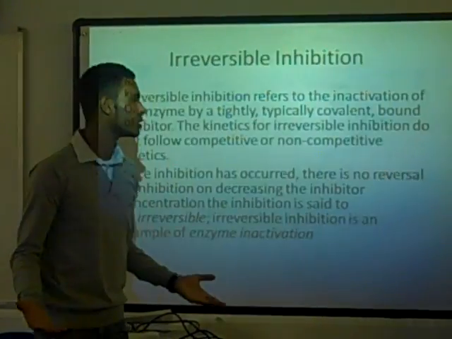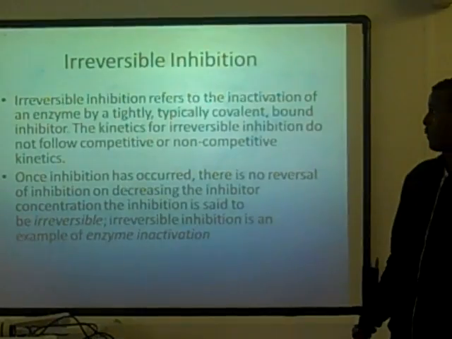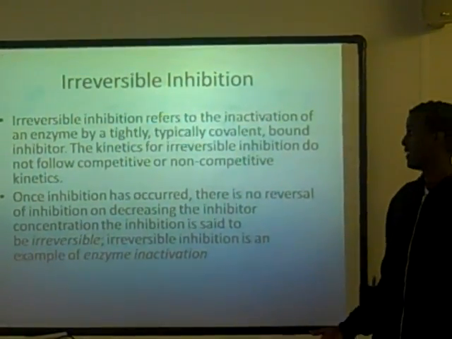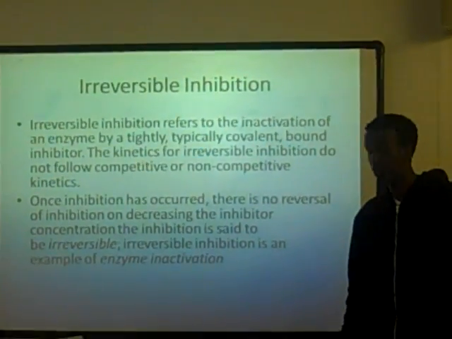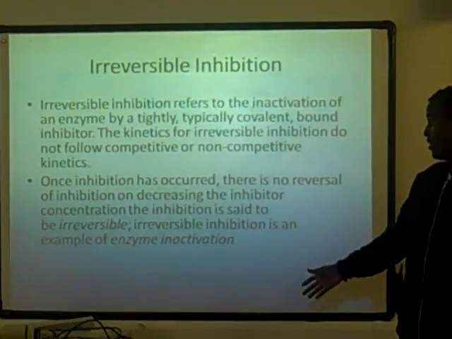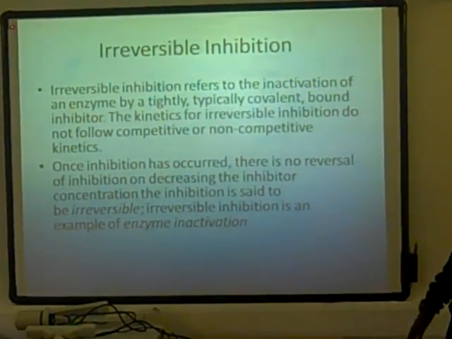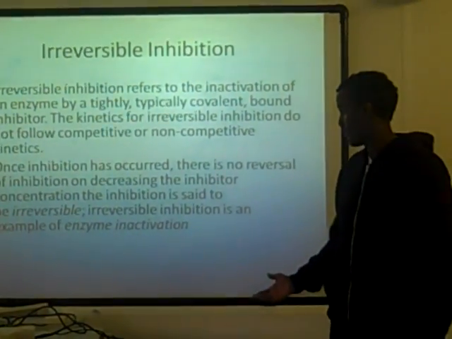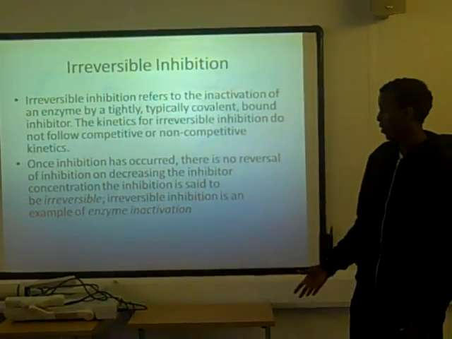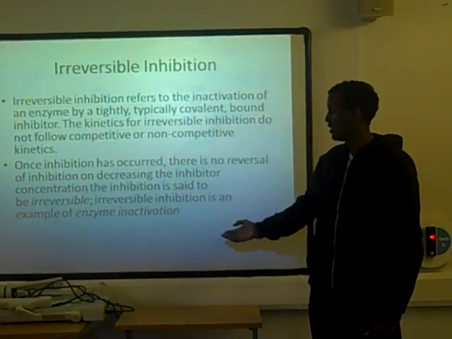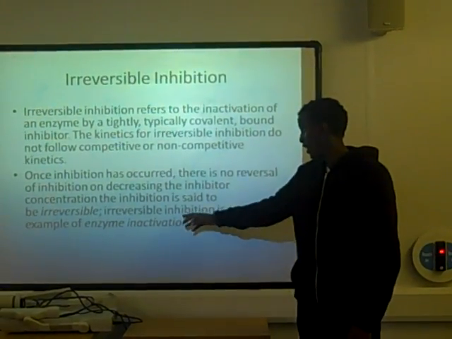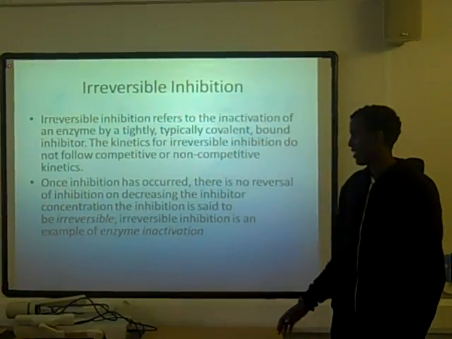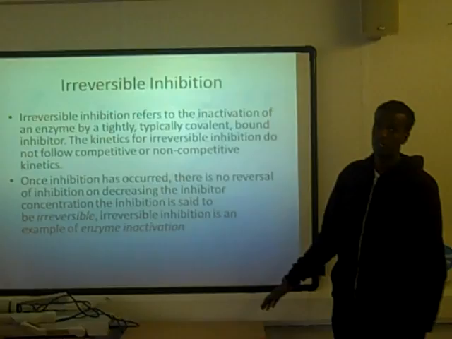So what is irreversible enzyme inhibition? Irreversible inhibition refers to the inactivation of an enzyme by a tightly bound, typically covalent, inhibitor. The kinetics for irreversible inhibition do not follow competitive or non-competitive kinetics. Once inhibition has occurred, there is no reversal of inhibition by decreasing the inhibitor concentration. Inhibition is said to be irreversible. Irreversible inhibition is an example of enzyme inactivation.